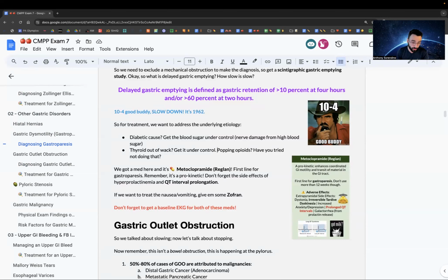And even more important, because if they have nausea and vomiting, we can give them Zofran as well, which can also cause QT interval prolongation. So if you're giving them both of them, get an EKG.